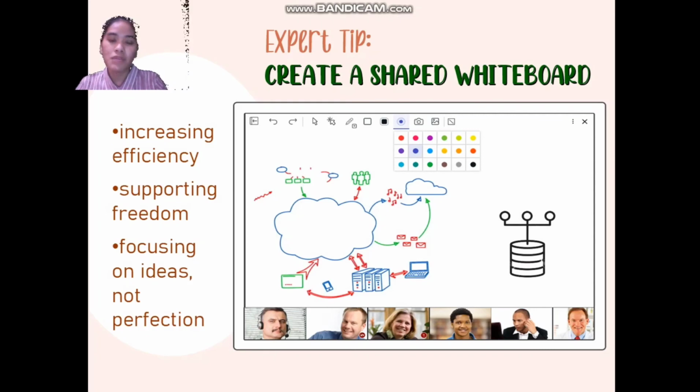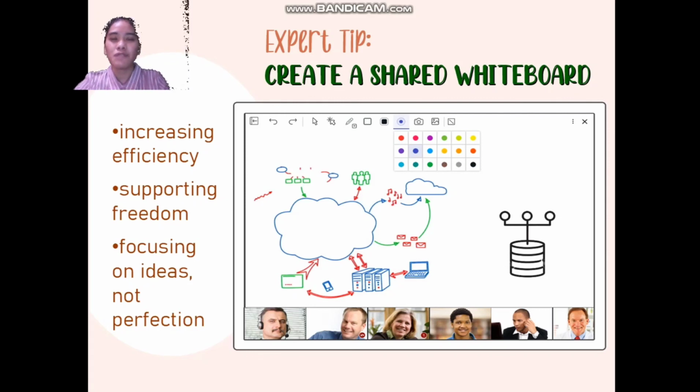And another tip is, if you want to support collaboration, then you can use a whiteboard because it is efficient. This is a virtual whiteboard, so they do not need to spend money, or they do not need to go somewhere else. And then it supports freedom because the participants can share ideas using any features. If they want to draw, they can draw. If they want to type something, they can type. And the focus is on ideas.